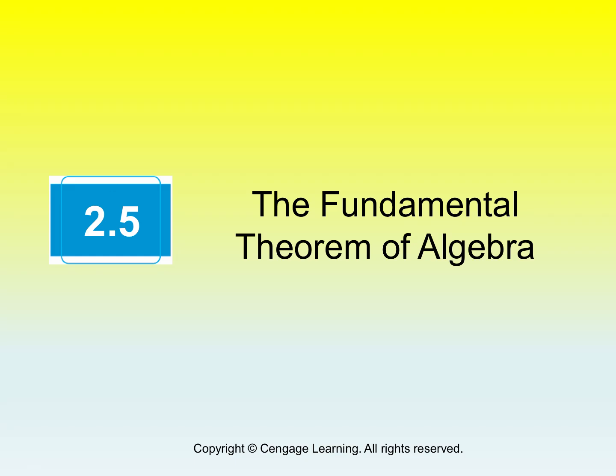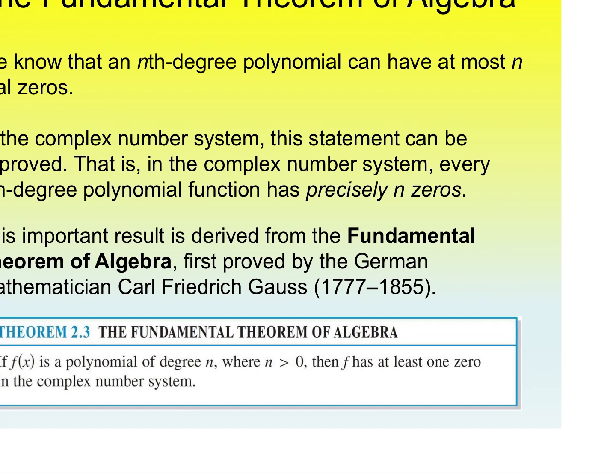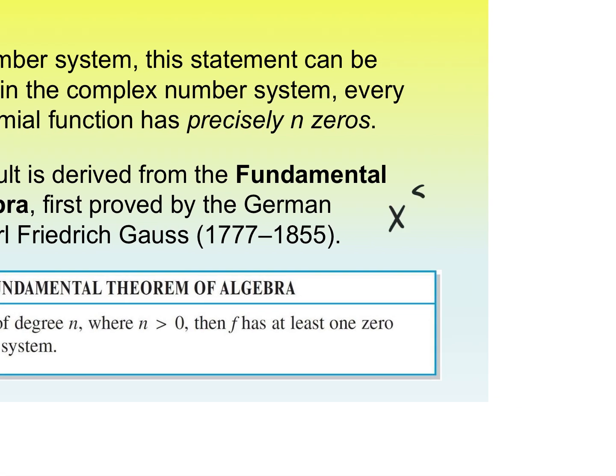2.5, we're going to talk about the fundamental theorem of algebra. The fundamental theorem of algebra states that if we had something like x to the 5th power, whatever the highest degree exponent is, that's how many zeros we're going to have as our answer. So we'd have 5 zeros.